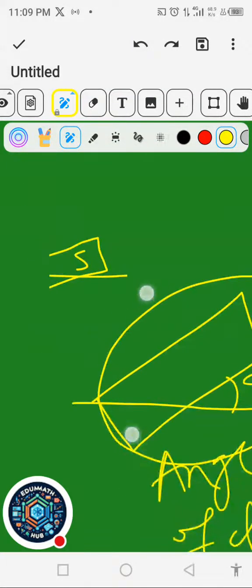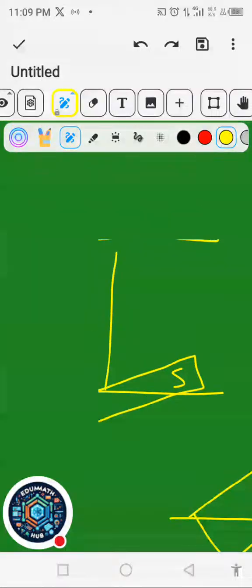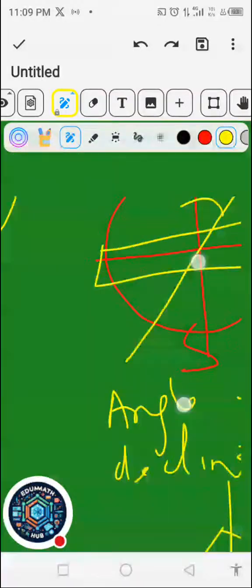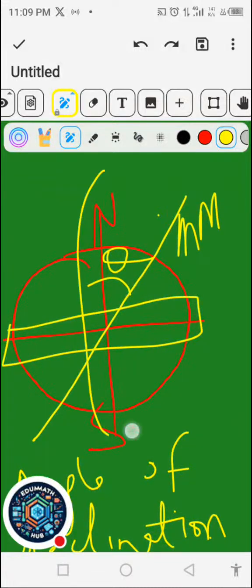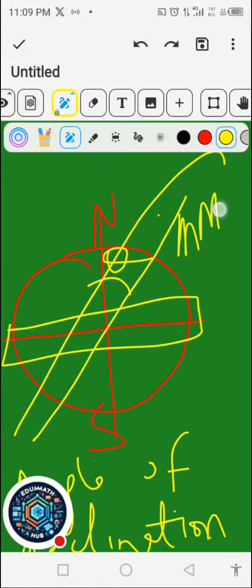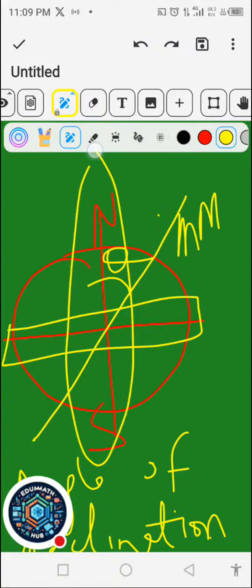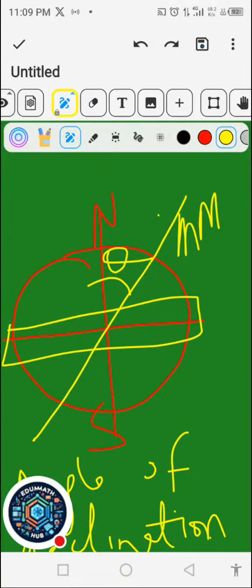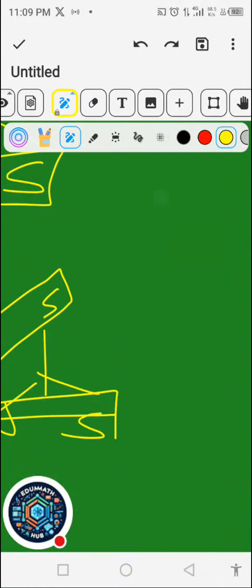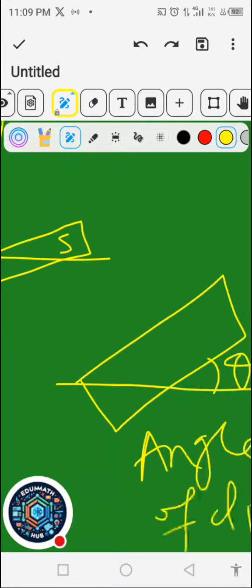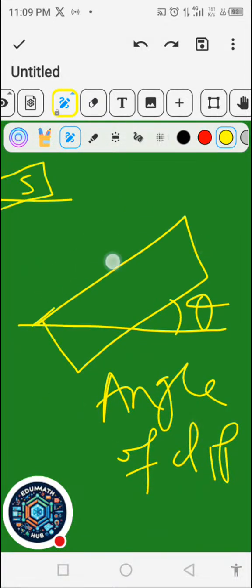For the angle of declination, it is the angle which the axis of the magnet makes with the vertical plane of the earth. The angle between the magnetic meridian and the earth's geographical meridian is called the angle of declination. The angle between the axis of the magnet and the horizontal line is what is called the angle of dip.